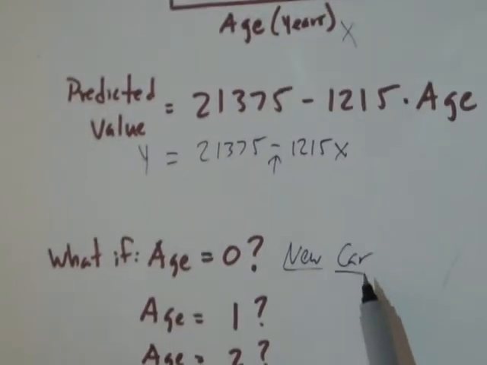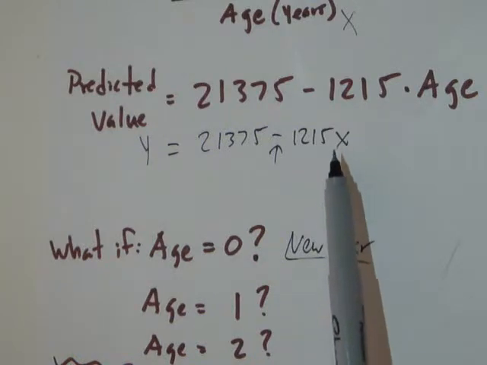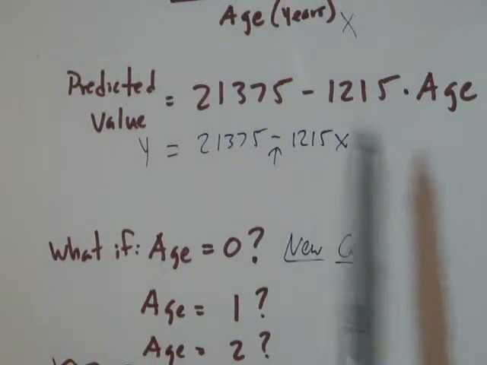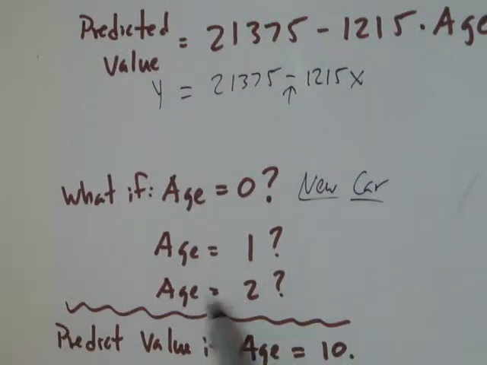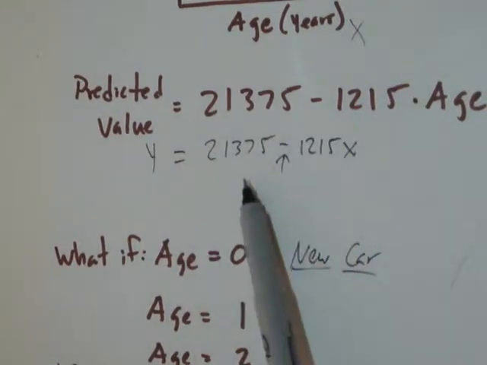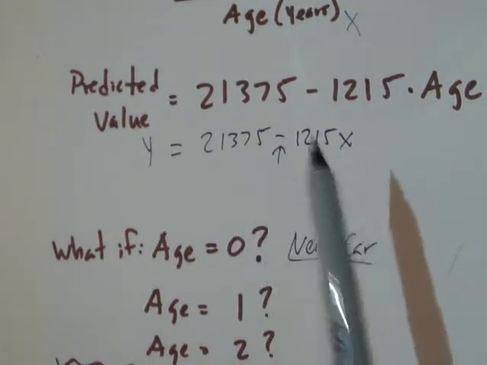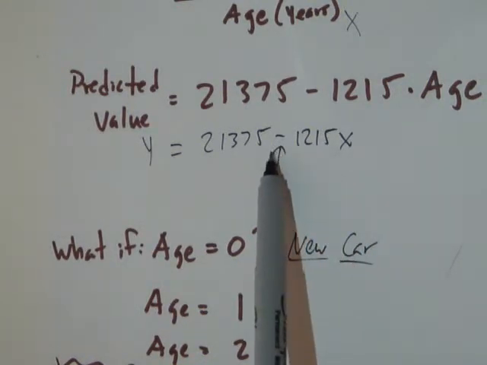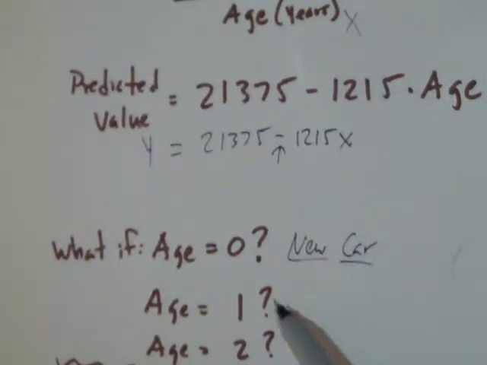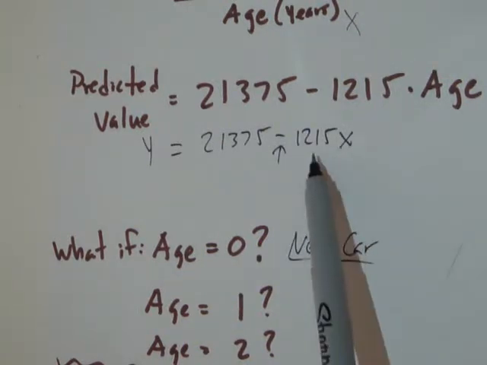Let's look a little further. If we set the age equal to 1, so the car is now 1 year old, we plug in 1 right here, and it would be our original value minus 1215 one time. If we plug in 2, so our car is 2 years old, we'd do the original value minus 1215 two times. So what's really happening is the value of our car is decreasing by this much every year. Every time we increase by 1 year, we're decreasing the value of the car by 1215. And that's how the slope works.